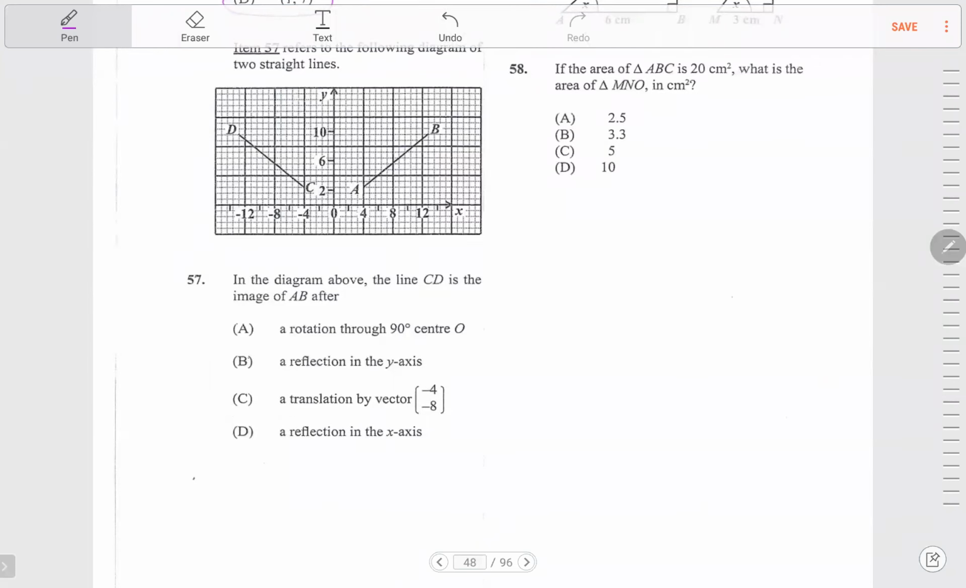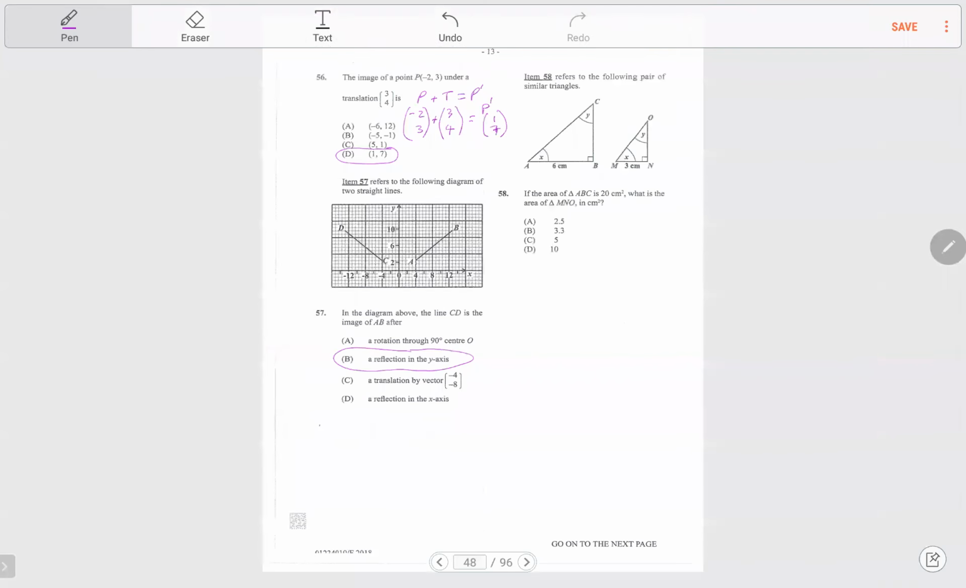They have 90-degree rotation about O. They have reflection on the y-axis, because this distance to this, that's the mirror line, and this distance is the same as this distance. So basically it's a reflection on the y-axis. All right, so reflection on the y-axis is the answer. Simple as that. The y-axis is a mirror line. Image distance equals object distance.